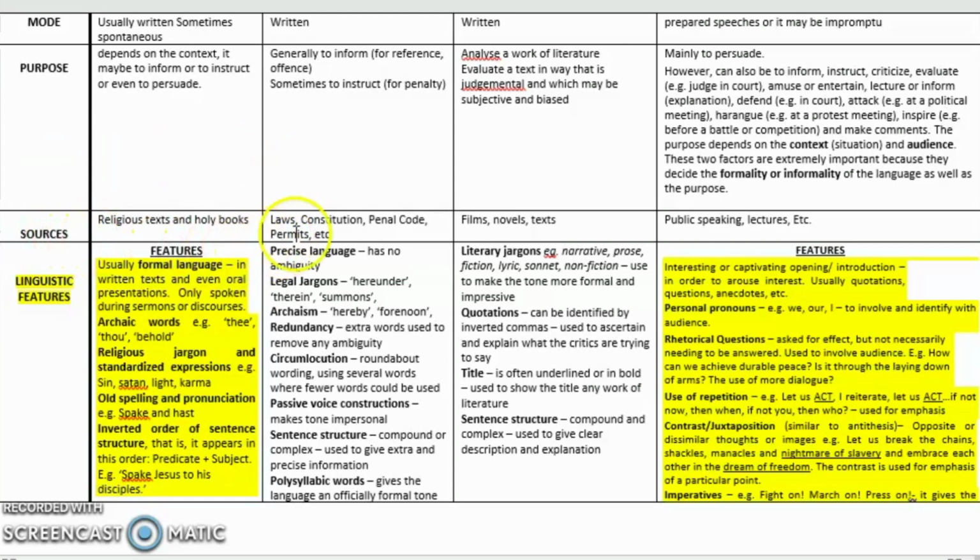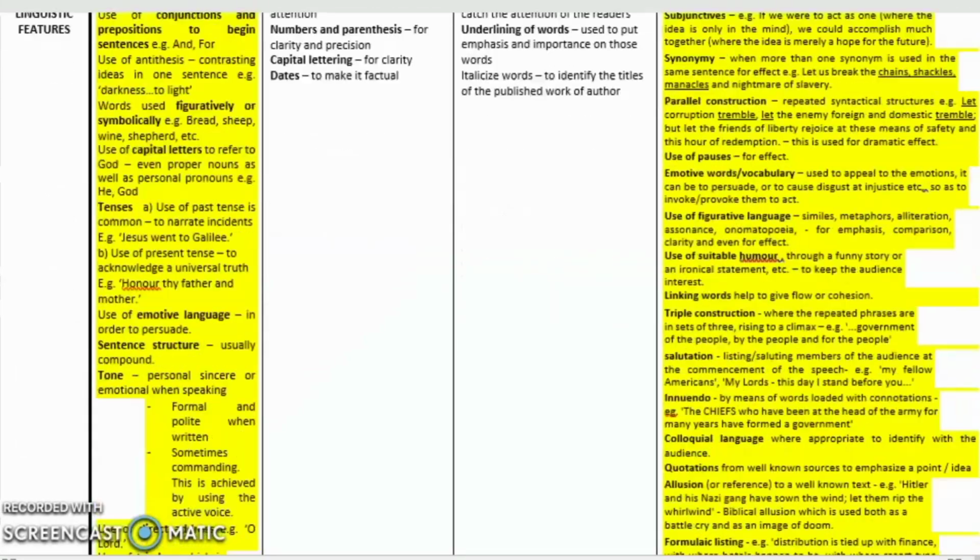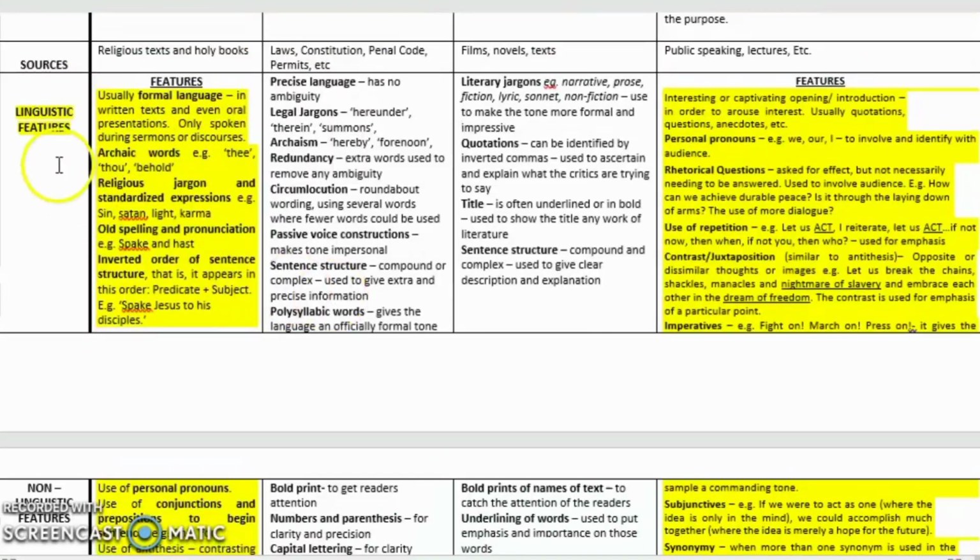Now the sources where you will get this text or this register. They can come from laws, constitution, penal code, permits, etc. Now linguistic features. We are now going to look at the features. This isn't highlighted like the other register that I discussed, because language of religion has mostly linguistic features. So the non-highlighted are your non-linguistic features. The features here in linguistic for language of law or legalese: it has to be precise language.